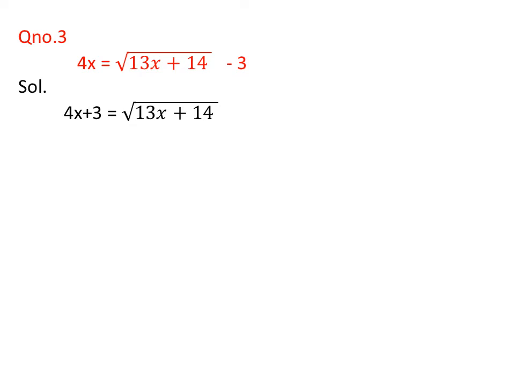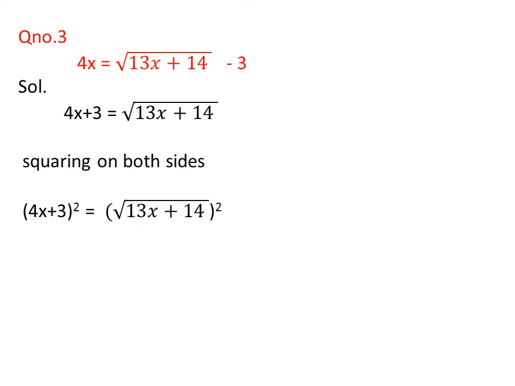सबसे पहले इस इक्वेशन में हम रेडिकल साइन को एलिमिनेट करेंगे, और रेडिकल साइन खत्म करने के लिए स्केयरिंग ऑन बोथ साइड्स ऑफ दिस इक्वेशन as 4x plus 3 whole square equal to under root 13x plus 14 whole square. 4x plus 3 whole square का मतलब है 4x plus 3 is multiplied with 4x plus 3. 4x plus 3 2 times अपने आप से multiply होगा, and after multiplication we can write it as 16x square plus 12x plus 12x plus 9 which is equal to 13x plus 14.